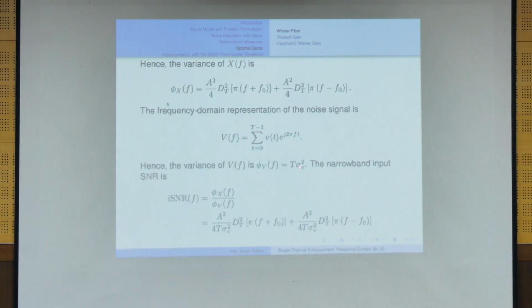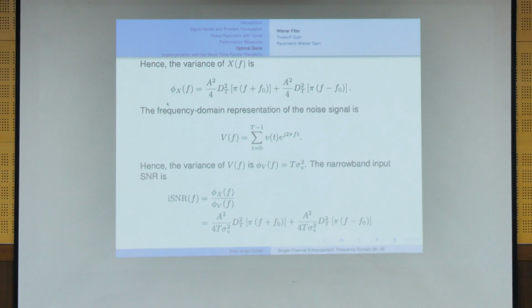Okay, it's a constant with the variance, but this constant you multiply with t, the length, the number of samples. So the input SNR is the ratio between the variance of x and the variance of v. So we get this expression, which is a multiplication with a certain constant of the Dirichlet kernel that is centered around minus F0 and plus F0.